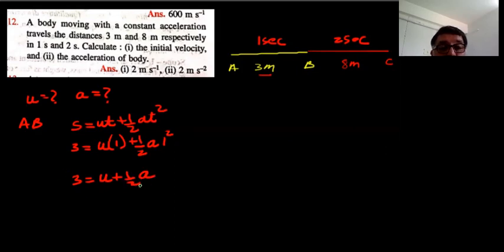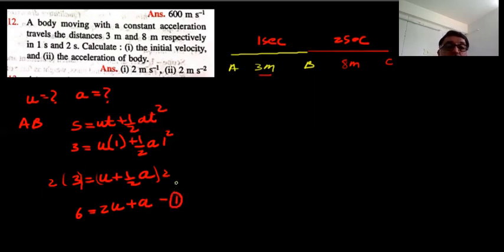Now multiplying both the sides by 2, we get 3 2s are 6 equals 2u plus a. So now this is our first equation. Now let's see what happens from B to C. So now we are going to talk about what happens between B to C.